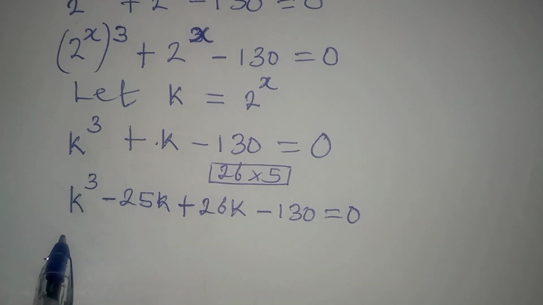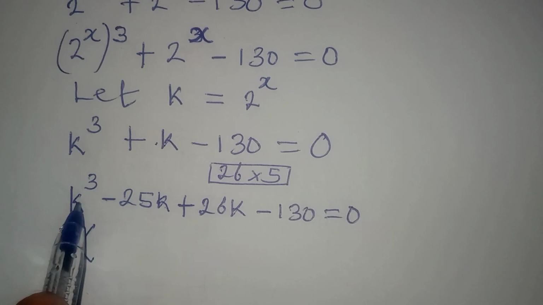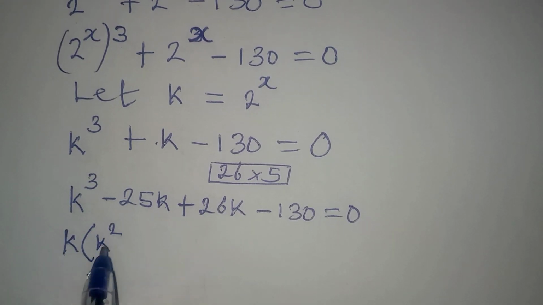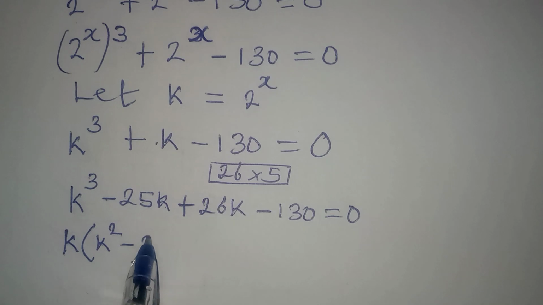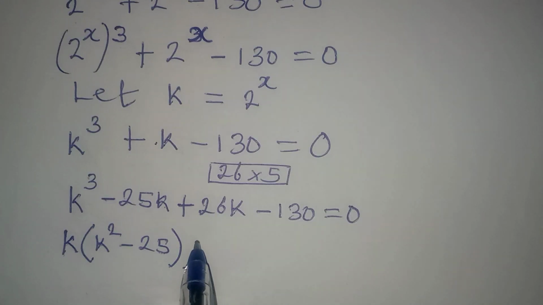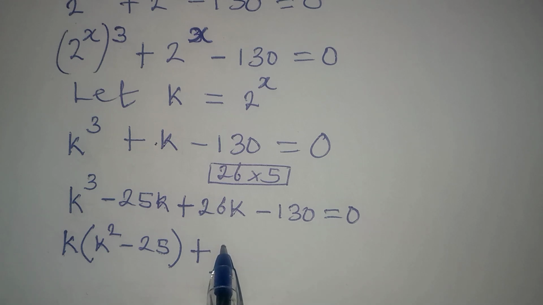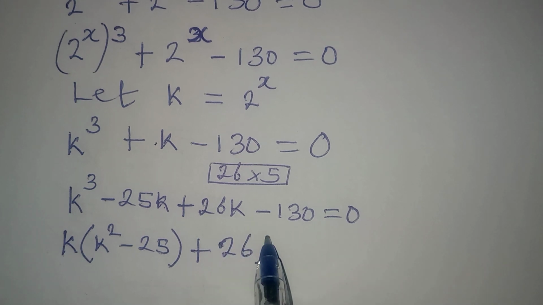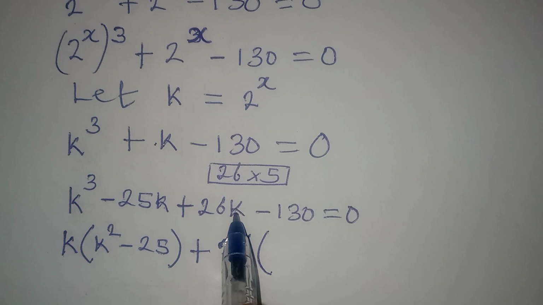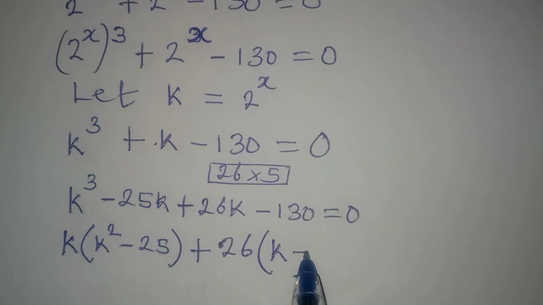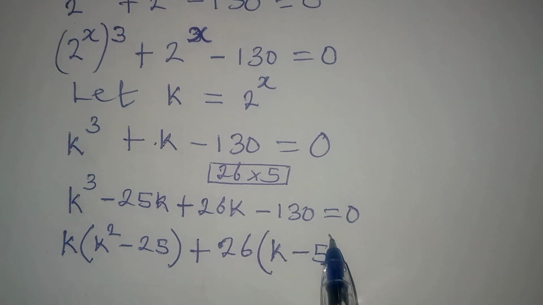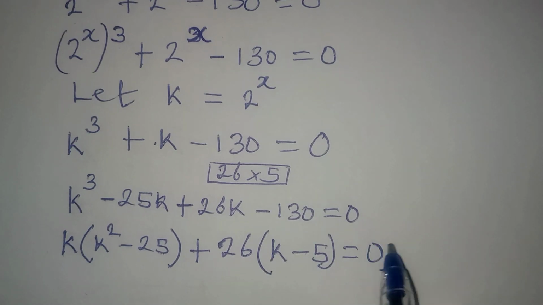k is here, k is here, let it come out. Now k squared will be left in here, then minus 25. Okay, then plus 26 is a factor of 130, so I'll write 26 over here. Then into bracket here we're going to have k minus 26 into 130 is 5, like we said before, and then this will be equal to 0.